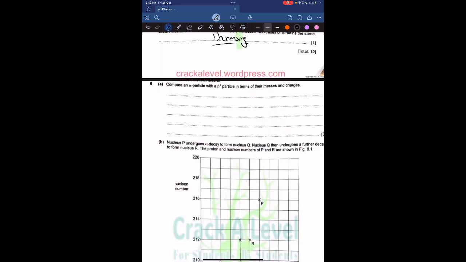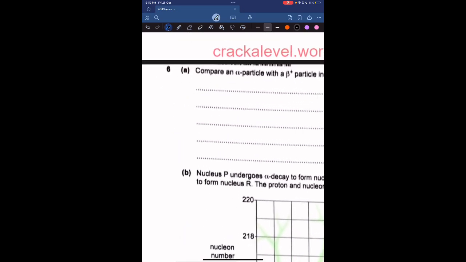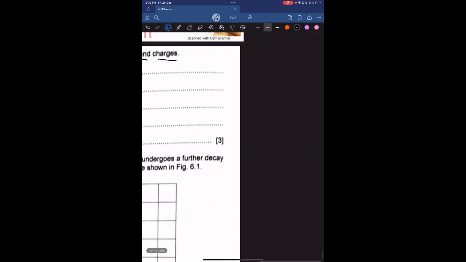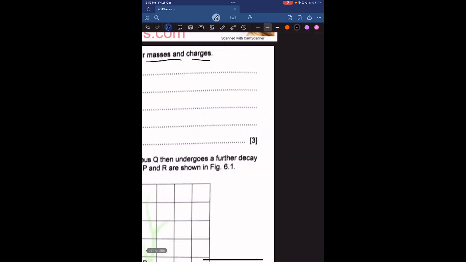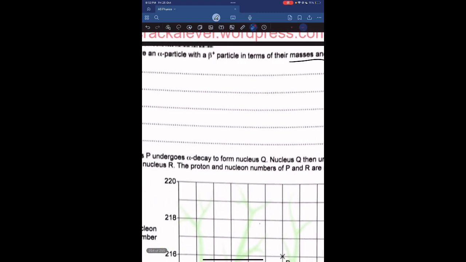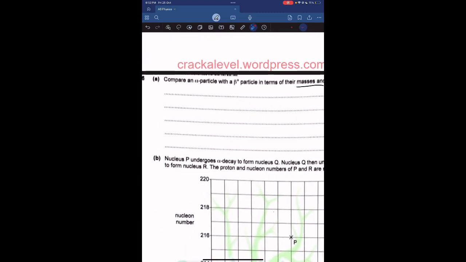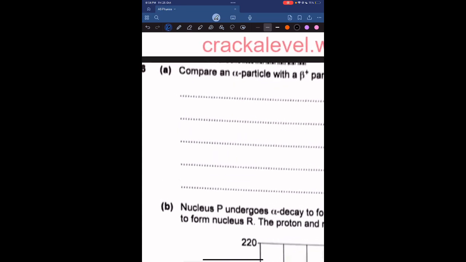Okay, now it says compare an alpha particle with a beta particle in terms of their masses and charges. Let's see what this question is worth. This question is worth 3 marks. It's better if you don't do it like this, but I'm just doing it for the sake of time. The alpha particle has a +2 charge, and it has 2 protons and 2 neutrons, 2n, 2p. So it has a total mass of 4u.